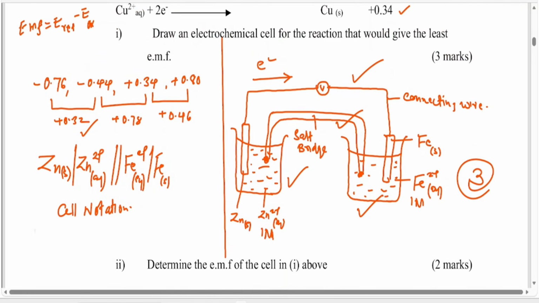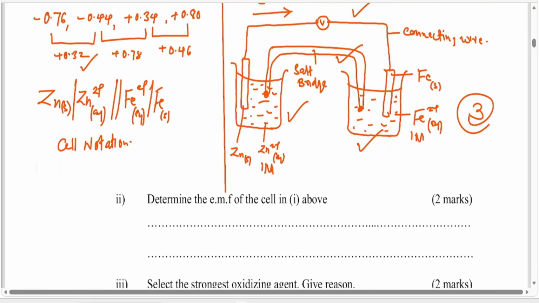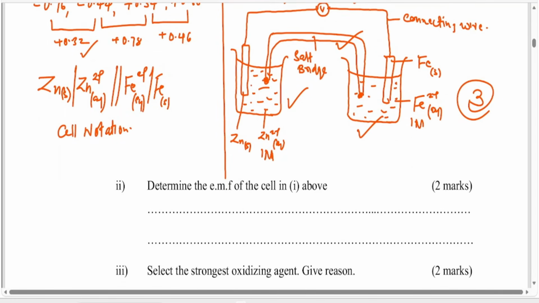Now we move to the next question. Determine the EMF of the cell in Roman 1 above. Learners, we have 2 options here to work out this question. The simplest is the one where we take the formula: EMF is given by E reduction minus E oxidation.